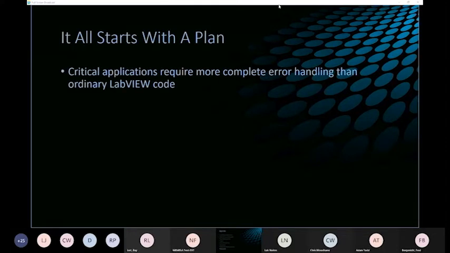All right, so planning is key. Whenever you're doing an application, you want to plan your error handling up front. You shouldn't really implement it as an afterthought, which unfortunately is what happens in a lot of cases. People just want to get their code working, doing what it's supposed to do, and error handling comes up just on an as needed basis. Something goes wrong, then you decide, oh, I better write some code to keep that from happening. But ideally, you want to start with a plan, because critical applications need more complete error handling than regular LabVIEW code. So that does take some planning.